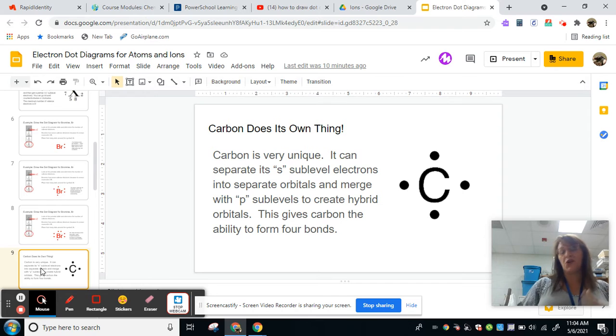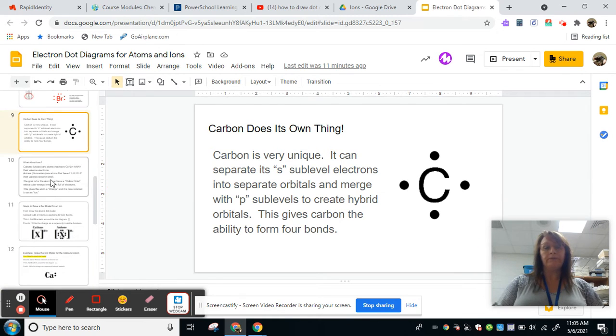Okay, couple weird things. Carbon just does its own thing. Carbon is the basis of all organic life, and the reason it's the basis of all organic life is because it is sort of amazing. It can kind of decide the best way to make things happen. So a lot of times carbon will actually make hybrid orbitals, and what that means is that it can form 4 bonds. It'll separate out those first 2 electrons. So we can draw the dot model for carbon as 4 individual dots, and it kind of shows the ability of carbon to make 4 bonds.